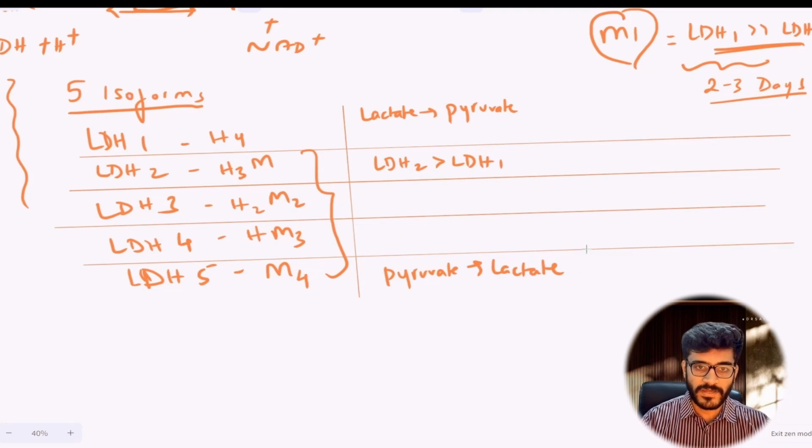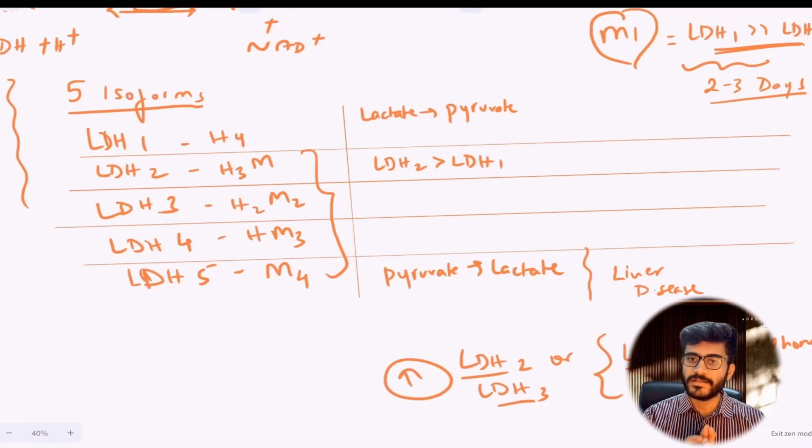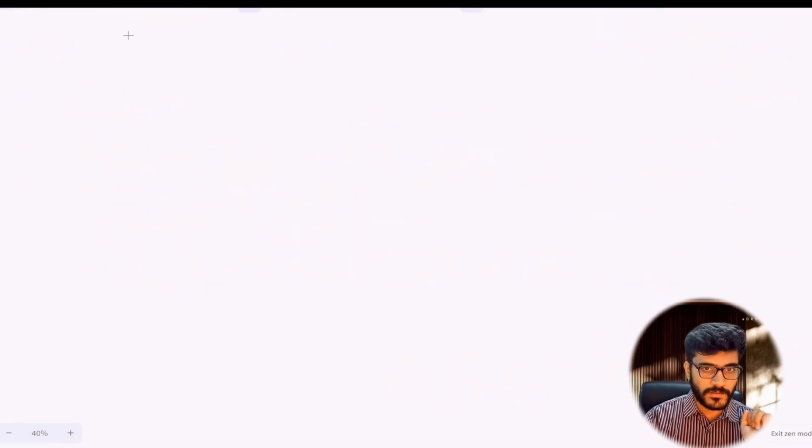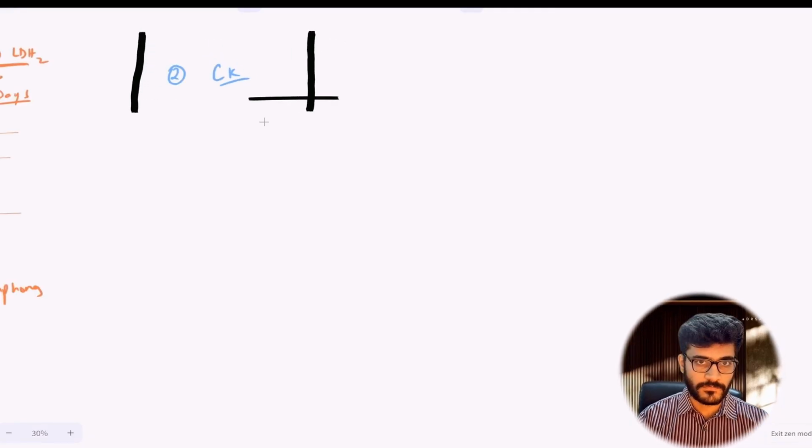And LDH5 points to liver disease, for example hepatitis, cirrhosis, etc. And it is observed that in lung diseases or lymphomas, LDH2 or LDH3 are raised. So that covers the clinical significance of the various LDH isoforms. Let's now go to the second example, that is CK.